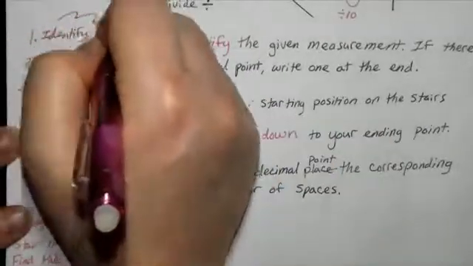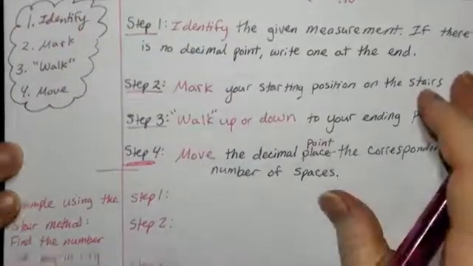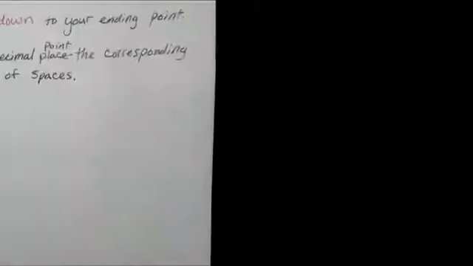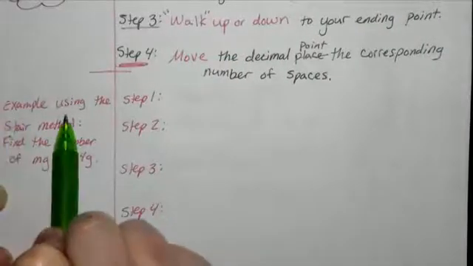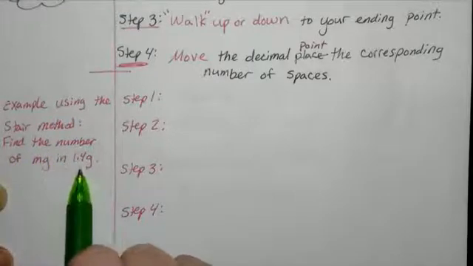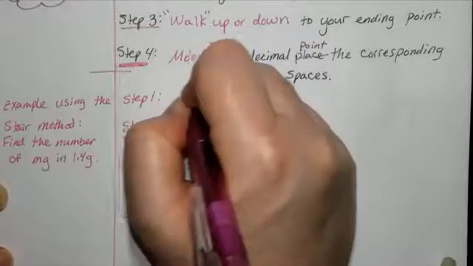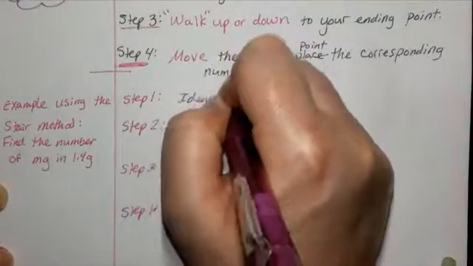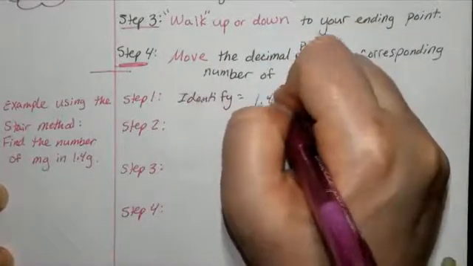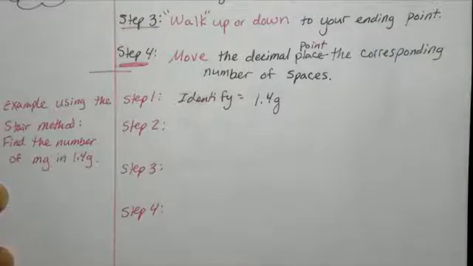Okay, so I'm going to make this more visible. Put a little bubble around it. So here's our example using the stair method. Find the number of milligrams in 1.4 grams. So first I need to identify what we're using. We're going to identify the given measurement, which is 1.4 grams, and we know that we're trying to go to milligrams.